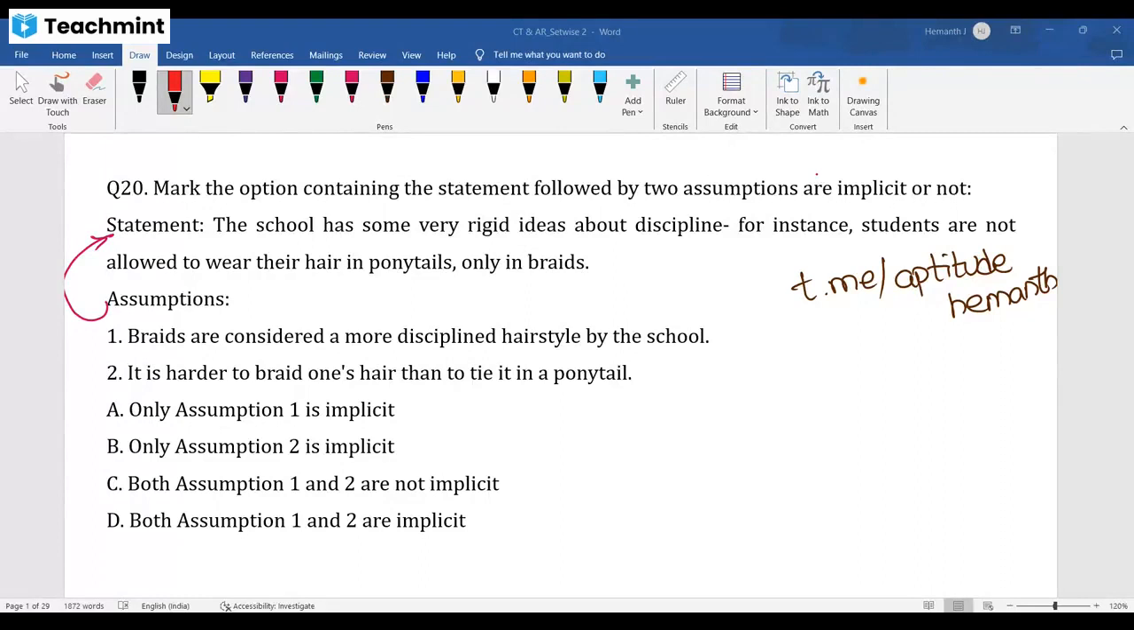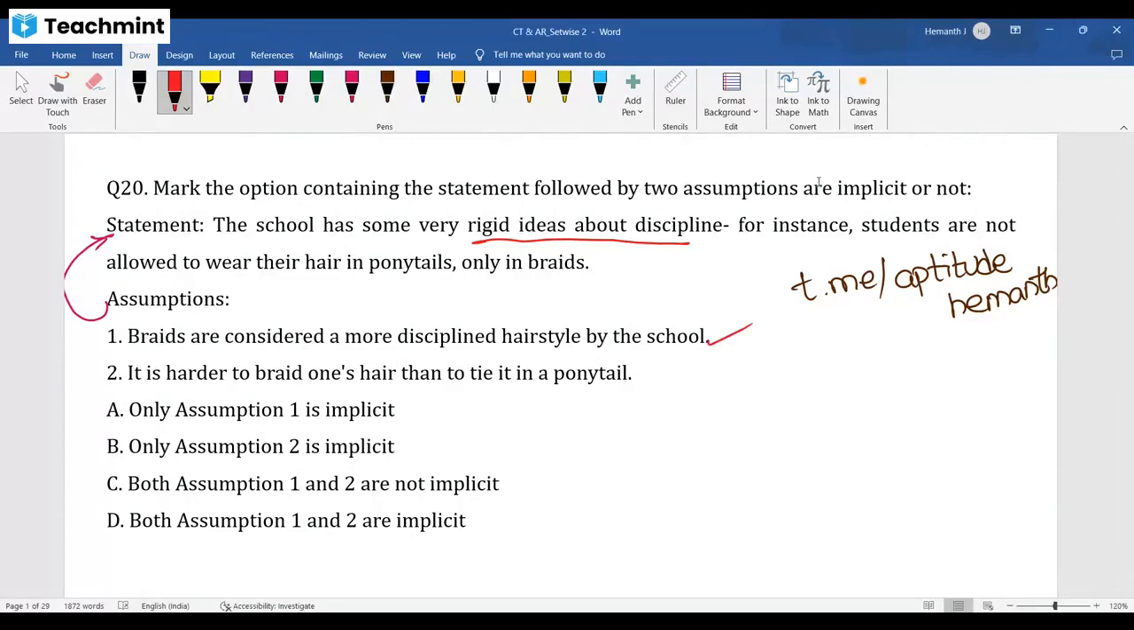Okay. The school has some very rigid ideas about discipline. So they have rigid, strict ideas regarding discipline. For instance, students are not allowed to wear their hair in ponytails, only in braids. So they're very much disciplined. First one: braids are considered a more disciplined hairstyle. Yes, they are very rigid in discipline, so they consider braids a discipline. That's why they are asking students not to wear ponytails. You have to go for braids.